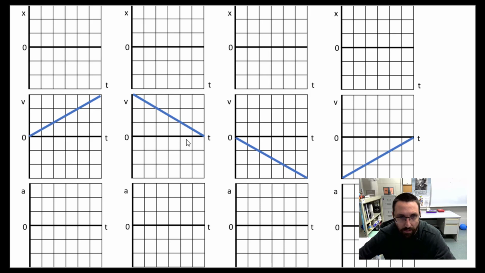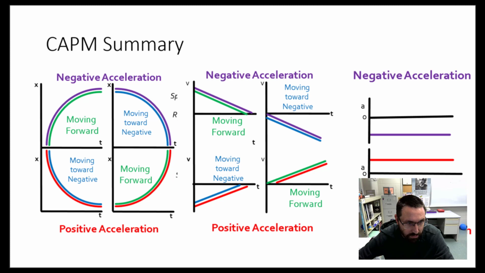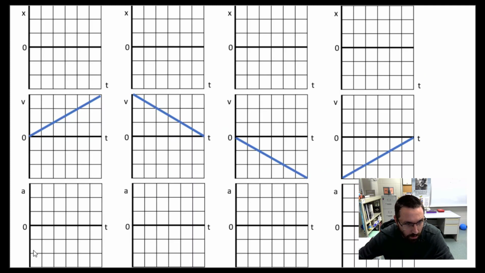Next up, these are the 4 basic types of motion. One thing that I find is it's useful if you write in forward, above 0, the velocity, if it's above 0, it's moving forward. If it's below 0, it's moving in reverse. The other thing is, if the velocity is getting farther from 0, you are speeding up. If it's getting closer to 0, you're slowing down.